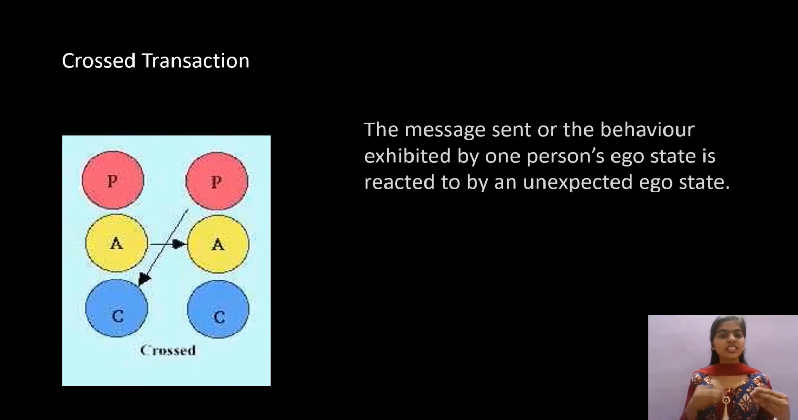The next one is the cross transaction. The message sent or the behavior exhibited, it could be anything, some communication being done by one person's ego state, is reacted to by an unexpected ego state. So let's say the message is sent from an adult to an adult, but the response is received from a parent to a child ego state. When there is a cross of the ego states, you are sending a message intending to receive a response from an adult only, but the response that you get is from a parent toward a child. That's why it's called a cross transaction. It is something that is unexpected.